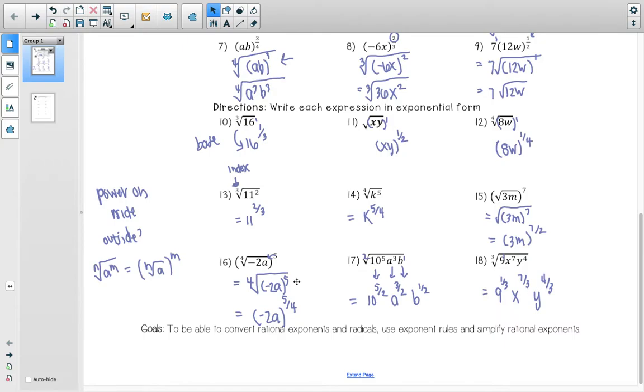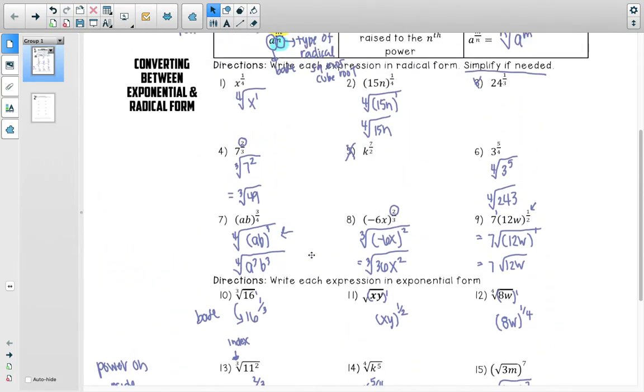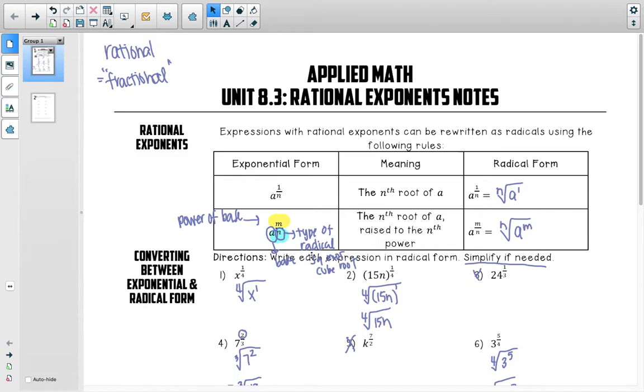For this, I will give you a heads up. I realized when I was starting to save the video, it says 8.3 right here. It really should say 8.4. So that is a typo.